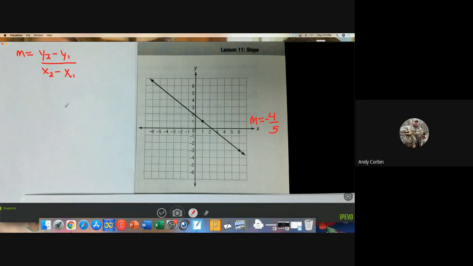Okay, so what if we don't have a graph? Is there a way to find the slope just based on 2 points? Well, the answer to that is yes. Okay, so here's what we do. We take the 2 points. This point right here is 1, 1, right? And this one is 6, -3.